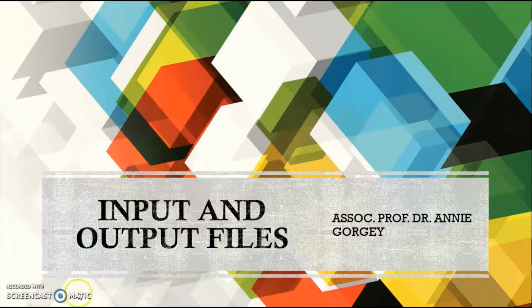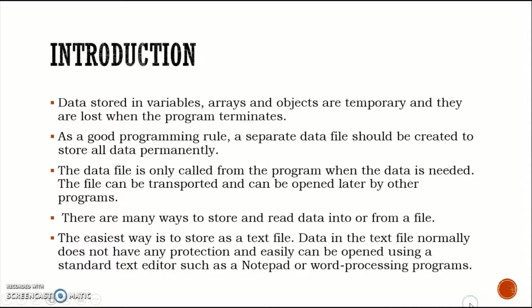So let's look at my next slide. Okay, data stored in variables, arrays and objects is temporary and is lost when the program terminates. A good programming rule, and this is very important, is that a separate data file should be created to store all the data permanently. The data file is only called from a program when the data is needed. The file can be transported and can be opened later by another program.